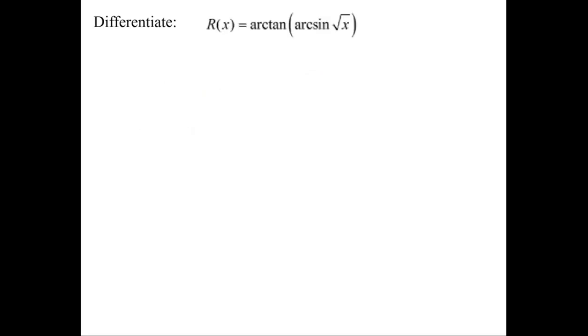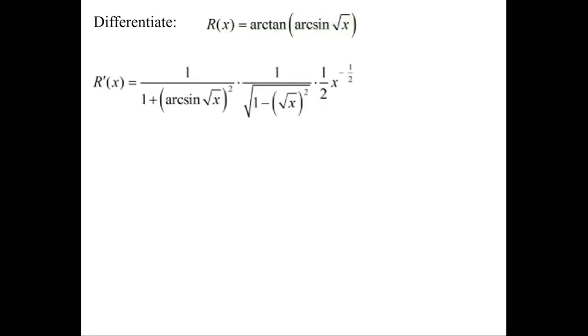Differentiate the expression arctangent of arcsine of the square root of x. Here we have nested functions, so we have to use the chain rule twice. For the first chain rule, we have that the outer function is arctangent and the inner function is arcsine of the square root of x. So applying the chain rule twice, we have that the derivative is going to be equal to 1 over 1 plus the arcsine of the square root of x raised to the power of 2, times 1 over the square root of 1 minus the square root of x raised to the power of 2, times 1/2 x raised to the power of negative 1/2. We have the final derivative is equal to the following.